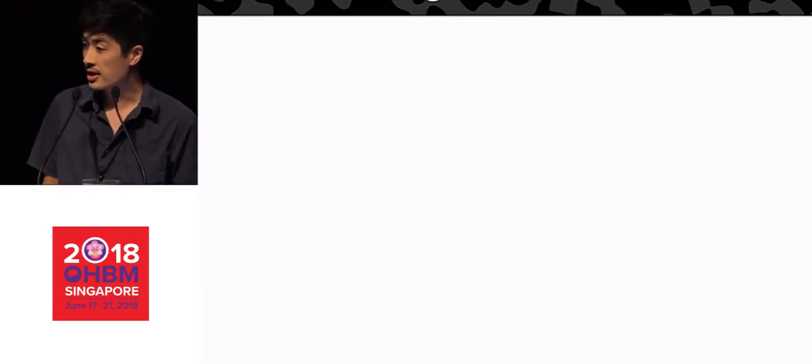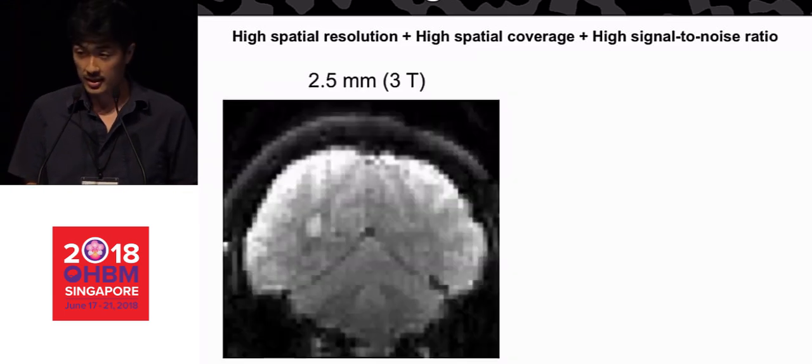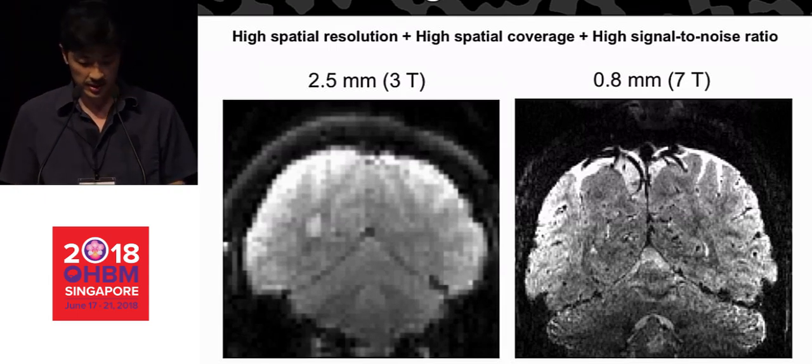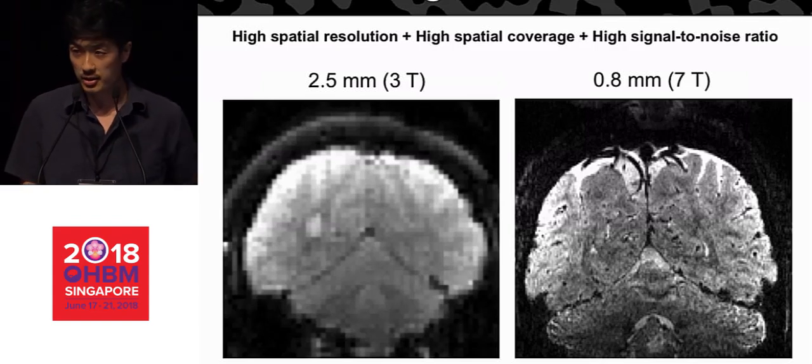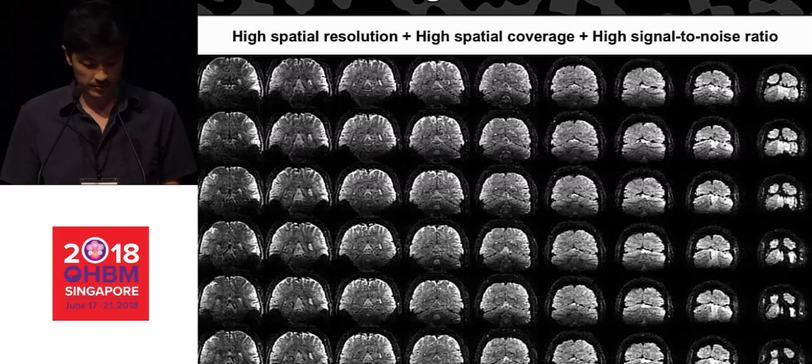And this technique is especially exciting because nowadays we can achieve three criteria: not only high resolution, but also high spatial coverage and high signal-to-noise ratio. For example, this is a standard resolution fMRI slice acquired at 3 Tesla, and here's a high resolution slice. So you can see by eye that there's much more fine-scale detail. And not only can we measure this one slice, we can measure many slices using multiband acquisition.